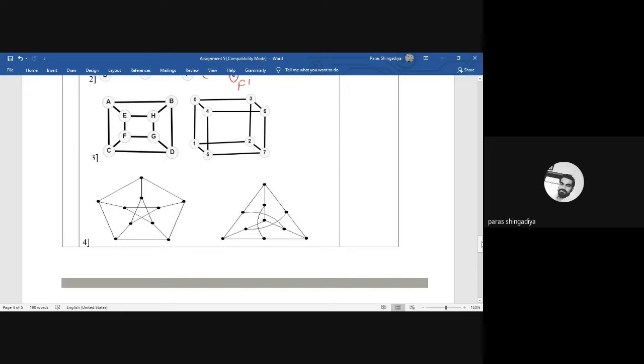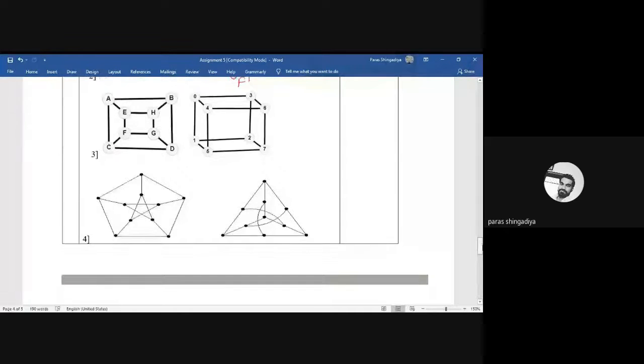Okay, so this fourth pair is also isomorphic. Yeah, third and fourth is also isomorphic. Good. And fifth also. Nice. Okay, so all are isomorphic pairs.